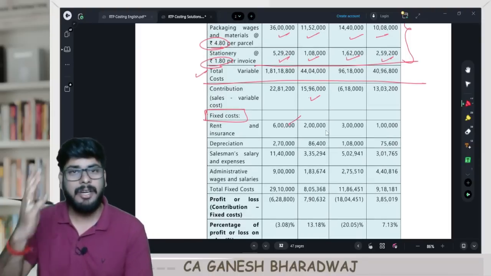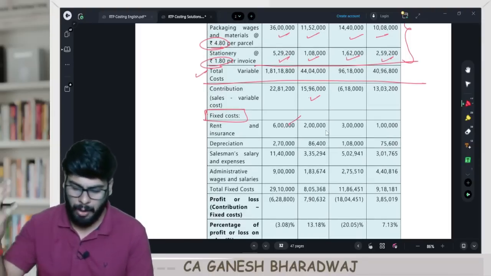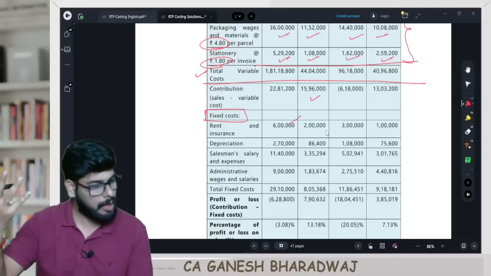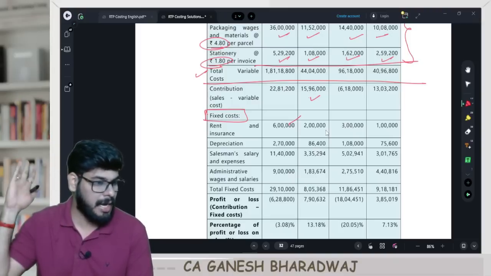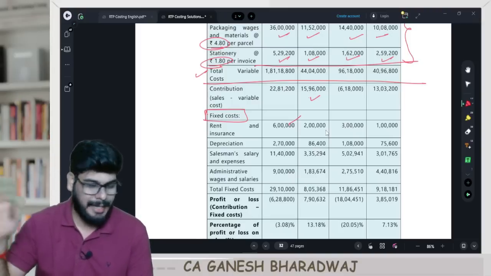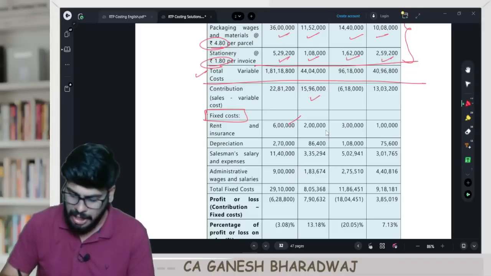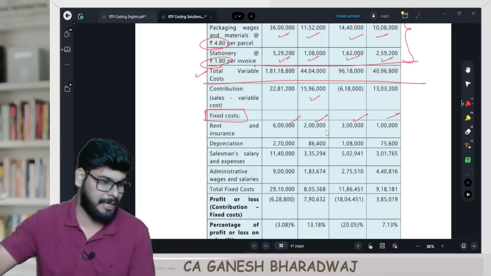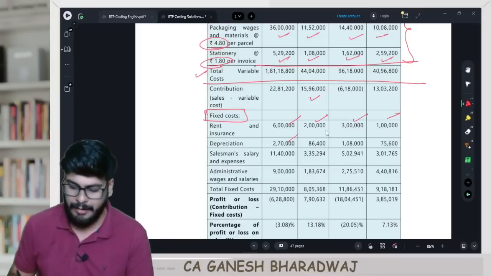Now this 6 lakh is a total figure. How do I apportion between the products? They have given the basis of apportionment, square feet. Product wise, do I have the square feet? Yes. 72,000 is to 1,08,000 is to 36,000, right? That is basically in the ratio of 2:3:1. So 6 lakh is going to be apportioned as 2 lakh, 3 lakh and 1 lakh. As simple as that. Next, depreciation, 2,70,000 rupees.